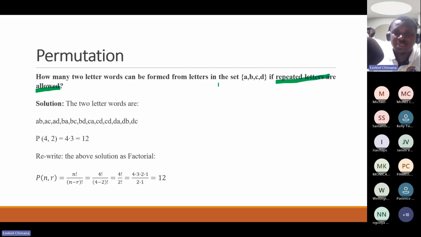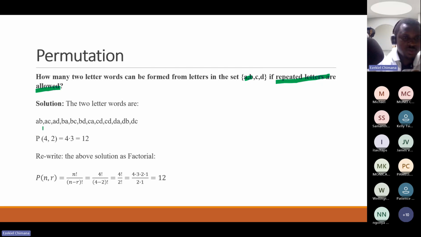And the total is what? 1, 2, 3, 4. So our n is equal to 4 and our r is equal to 2. You can try to list them straight from your head. We've got A, B, C, D, so maybe you can take A, B first, then A, C, then A, D. Then B, A, B, C, B, D, and then C, A, C, B, C, D, and then D, A, D, B, and D, C.